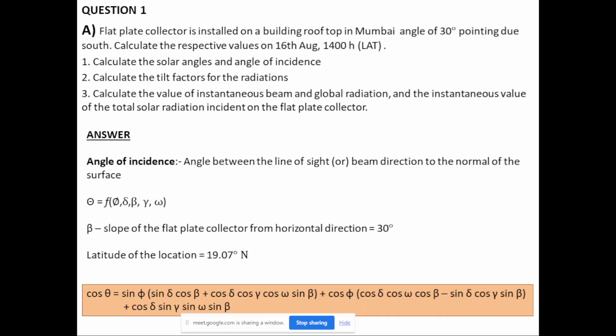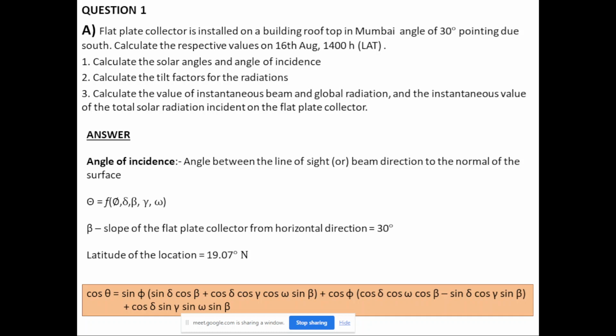So the question 1, the A part: the flat plate collector is installed on a building rooftop in Mumbai at an angle of 30 degrees. Here that angle, 30 degrees, is basically the slope of the flat plate collector, the angle at which it is installed from the horizontal. And it is pointing due south. So calculate the respective angles on 16th August at 14 hours, that is your local apparent time, LAT. Here you are supposed to calculate the solar angle, angle of incidence, the tilt factor.